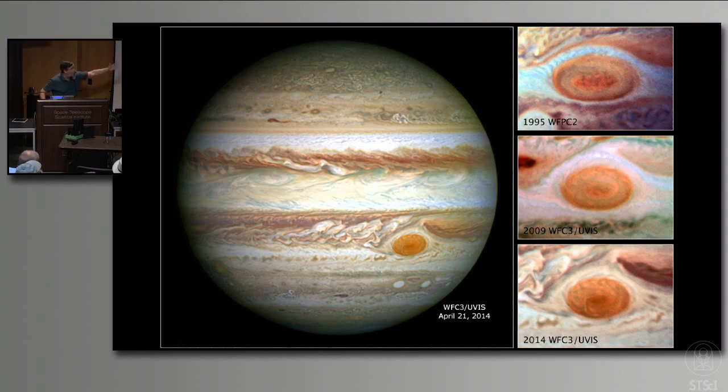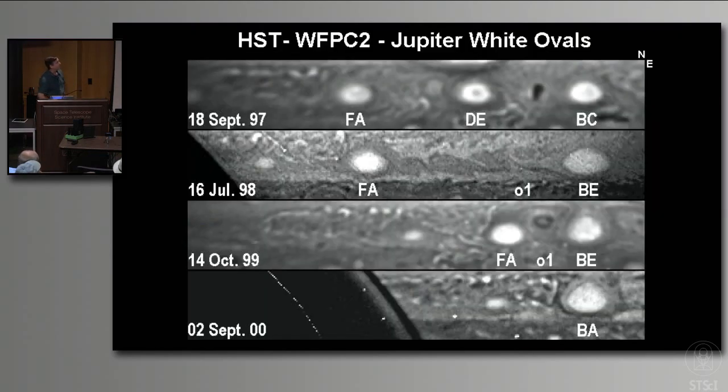So by looking over the course of long numbers of years, we can see that. We can also see other changes. We follow these white ovals, these smaller storms. From 1997, there were these 3: FA, DE, and BC. In 1998, DE and BC combined to make BE. And in 2000, FA and BE combined to make BA. Oval BA: 3 white storms that combined to form oval BA in 2000.